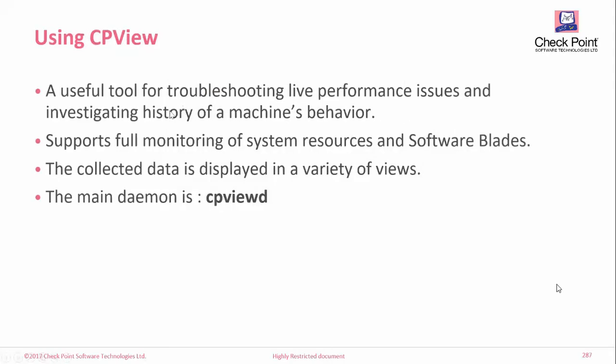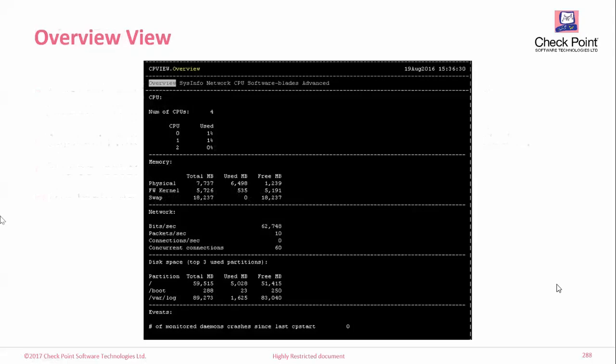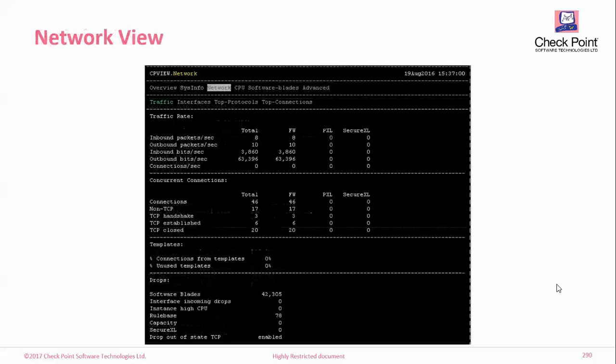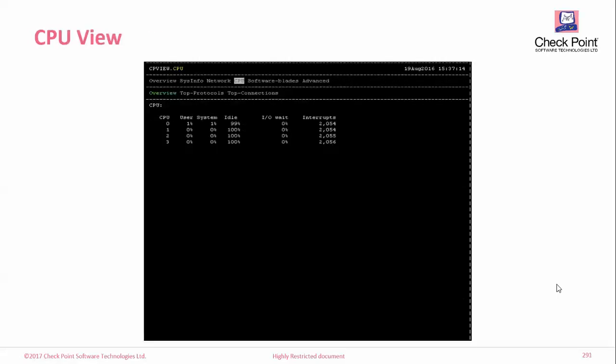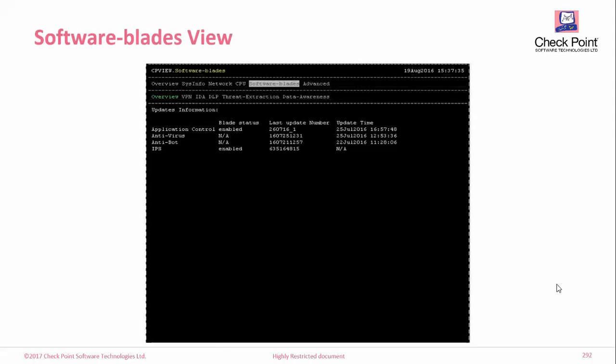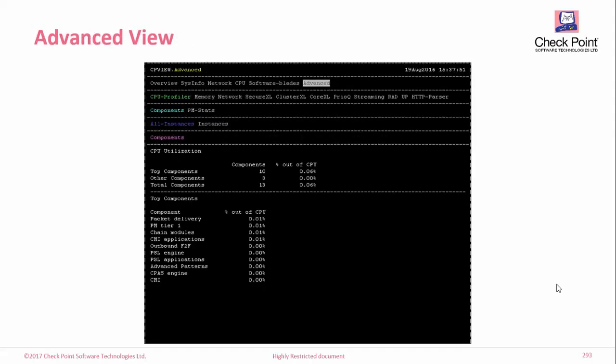Using the CPView for troubleshooting live performance issues and investigating the history of a machine's behavior. The collected data is displayed in a variety of views. The main daemon is the CPViewD. And again, here they're just going to kind of click through just like I did. Here's the system info, the network information, CPU, software blades, and some of the advanced settings.